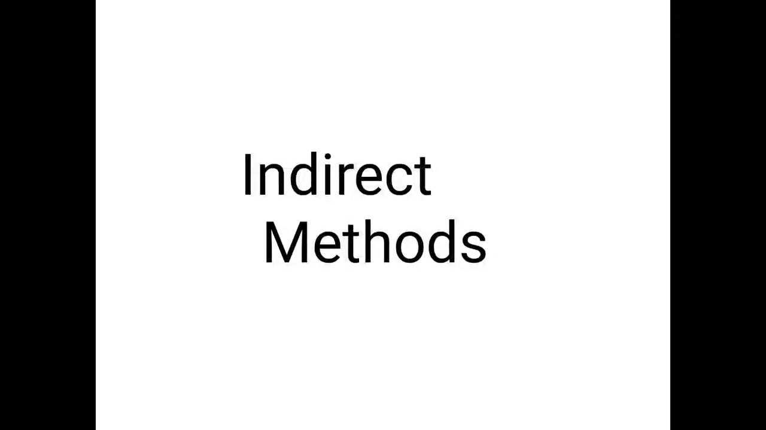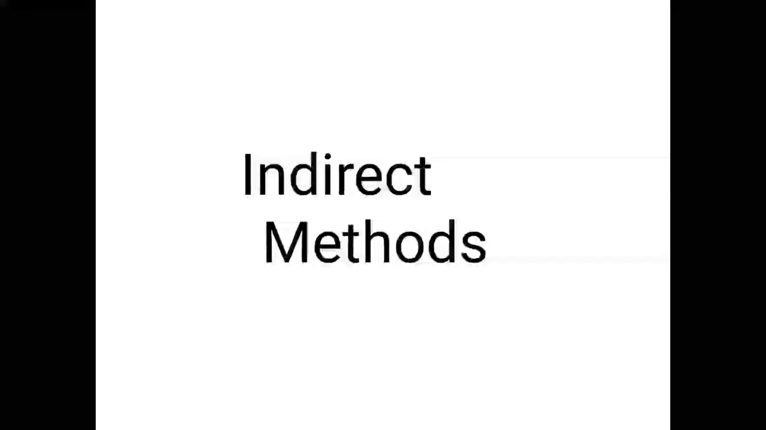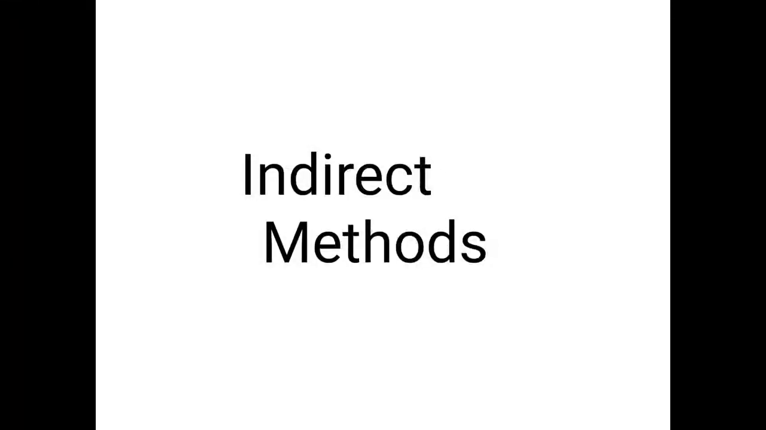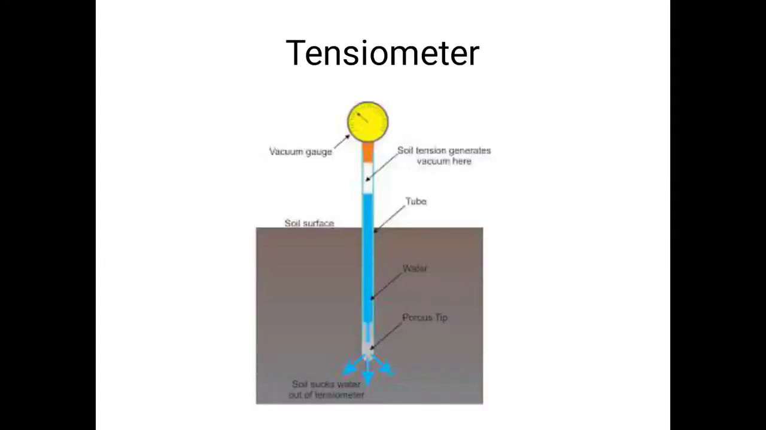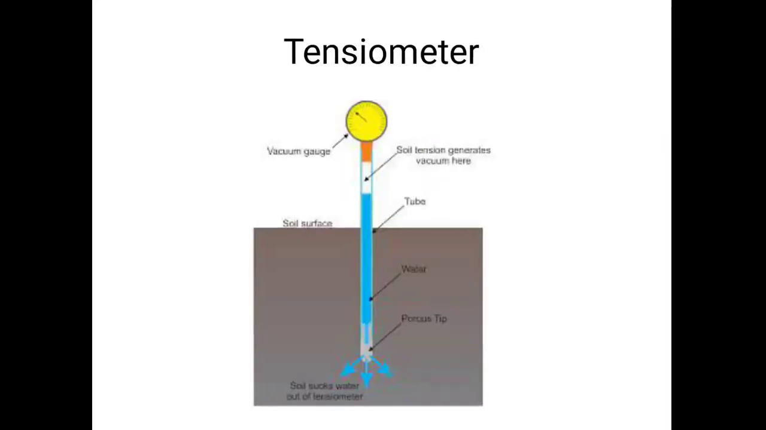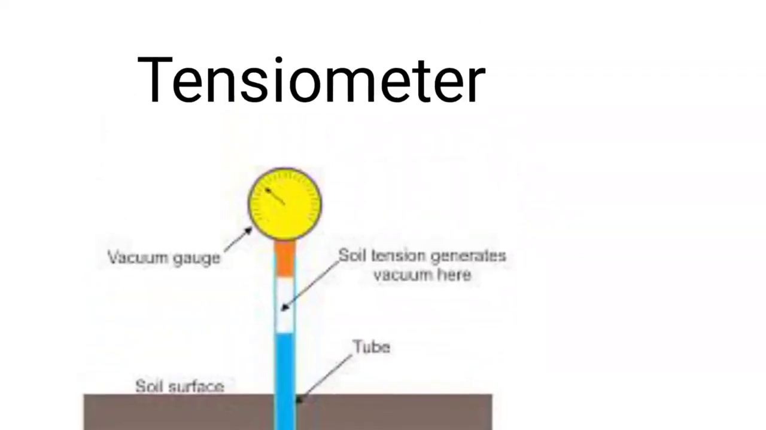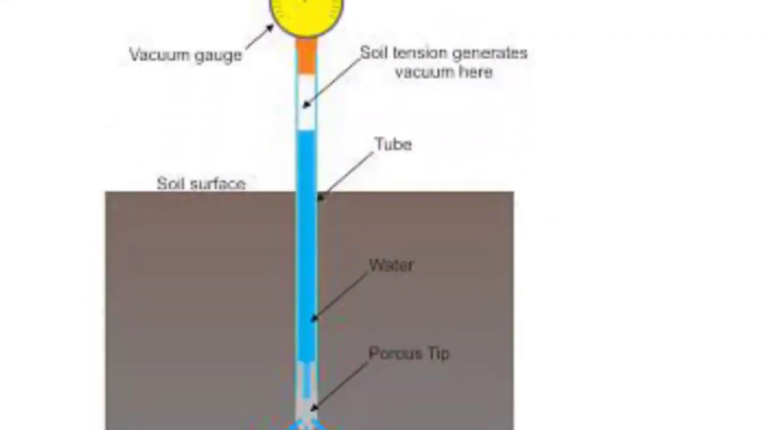Now indirect methods. In this method we determine soil moisture not directly, but we measure some other parameters, and based on that we can understand the percent moisture in the soil. So in the indirect method, the first method is the tensiometer. This is a typical diagram of a tensiometer.